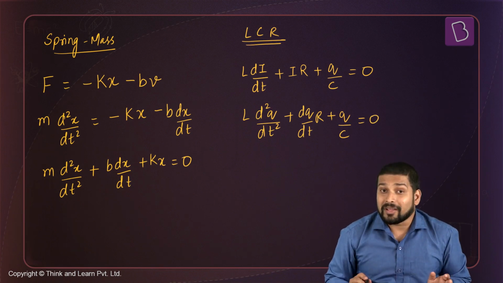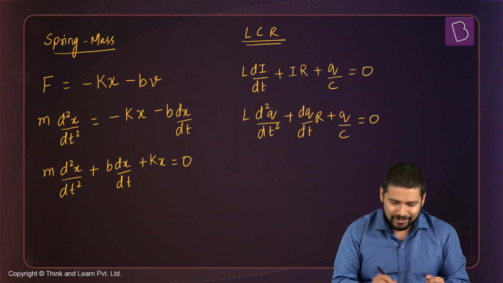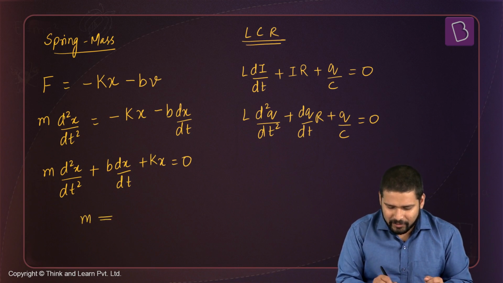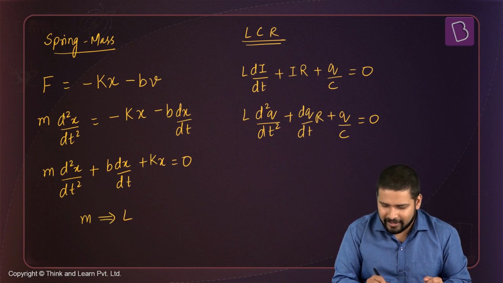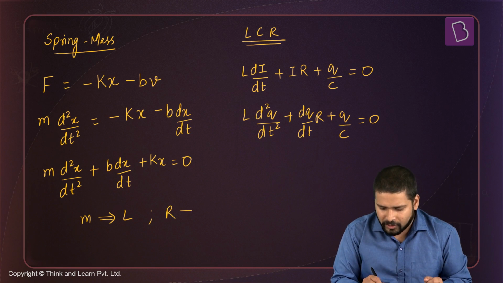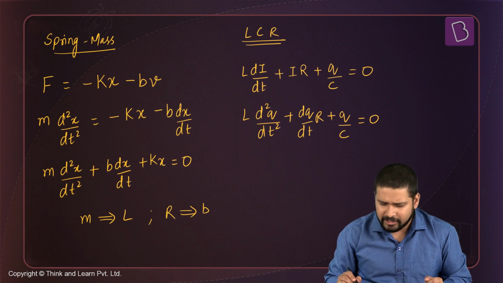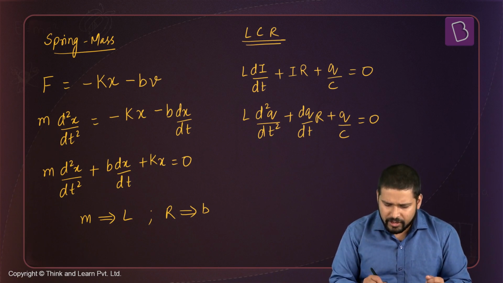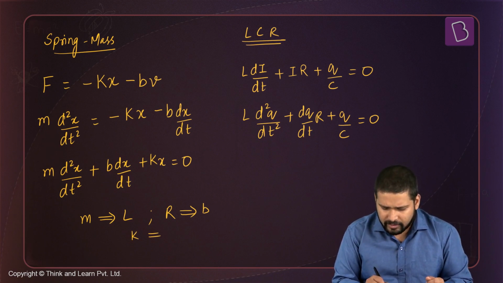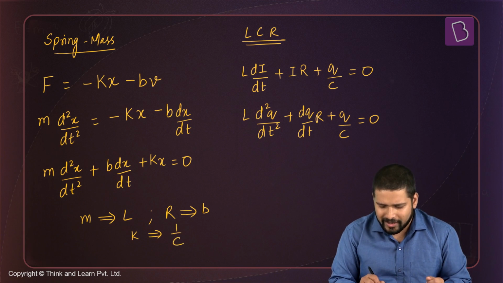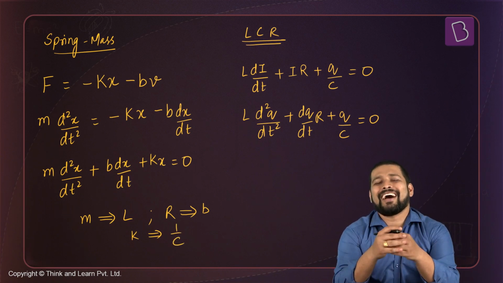Now if you try comparing both of these expressions, you'll notice that m corresponds to L, you have R corresponding to the damping constant which is equal to b in this case, and you have the value of k as equivalent to 1 by C, and that is the answer to your problem.